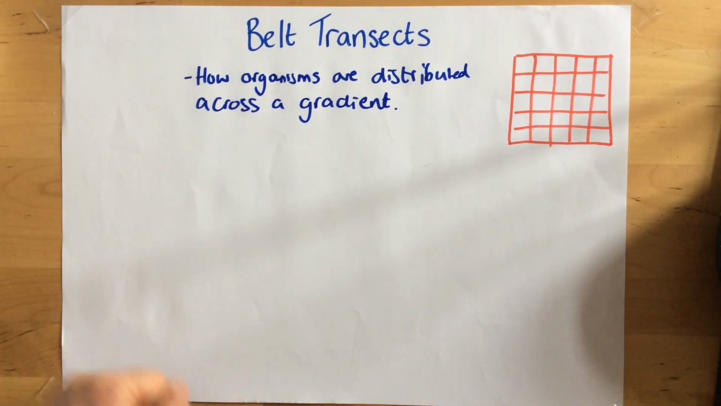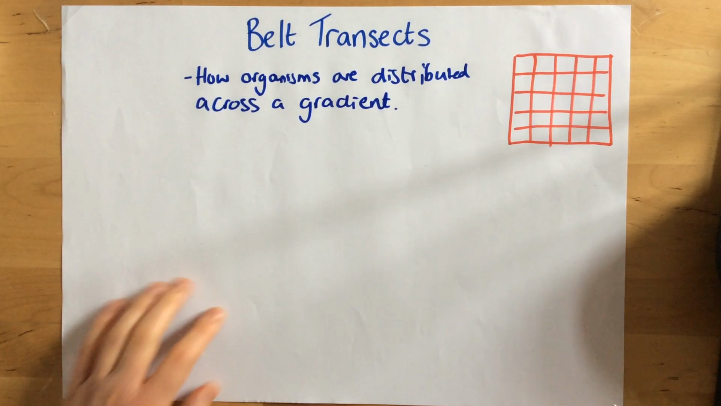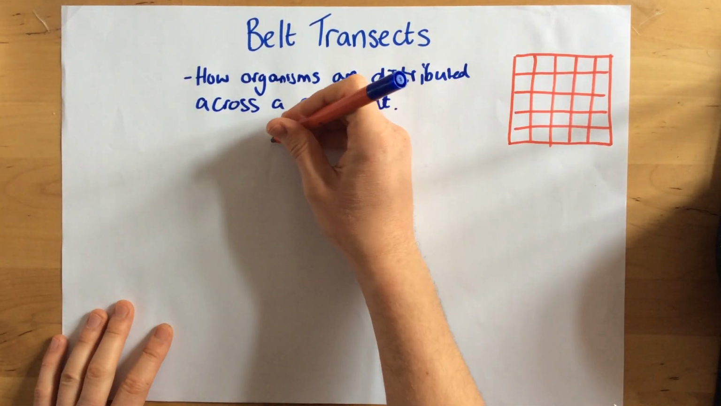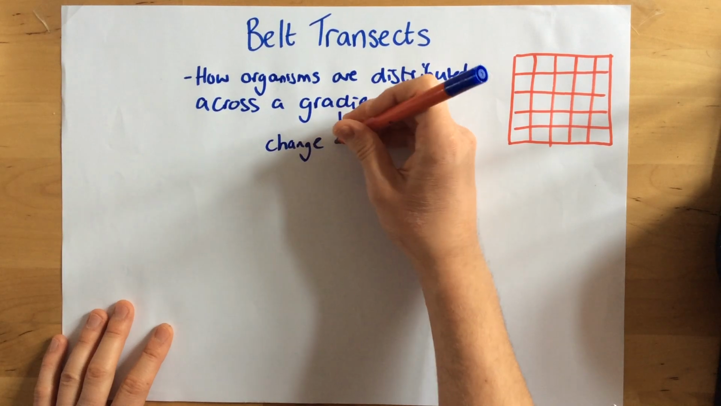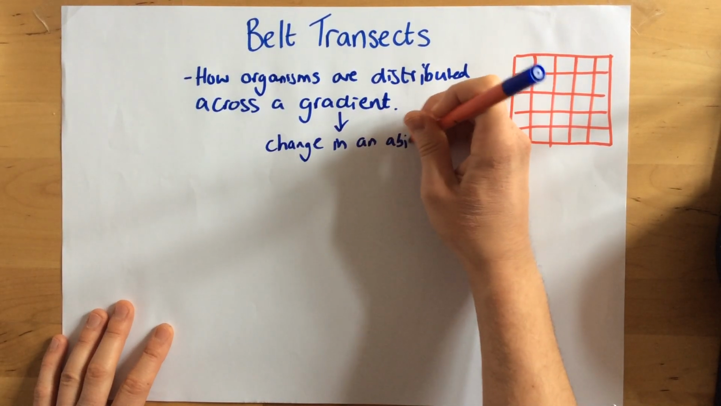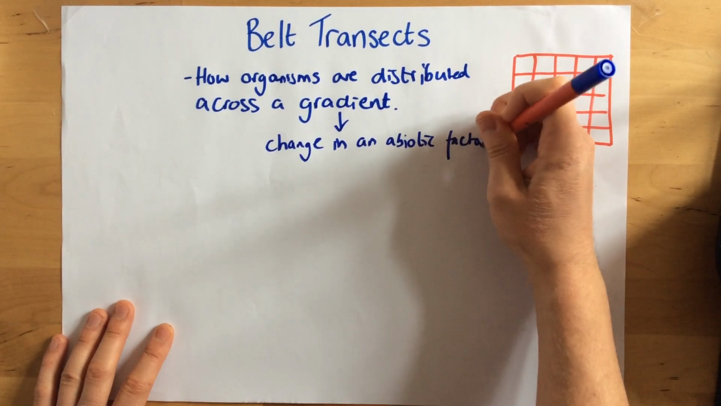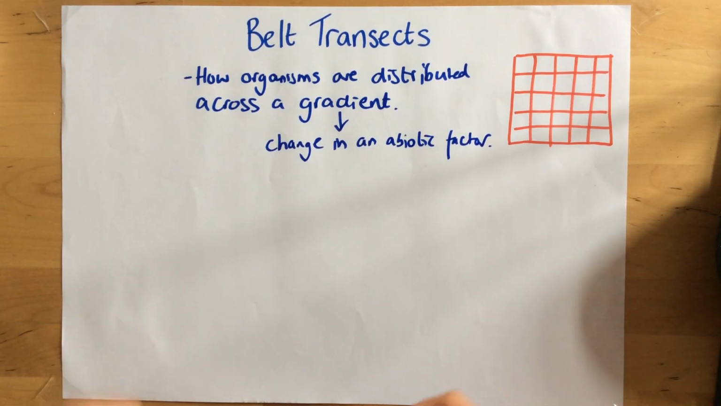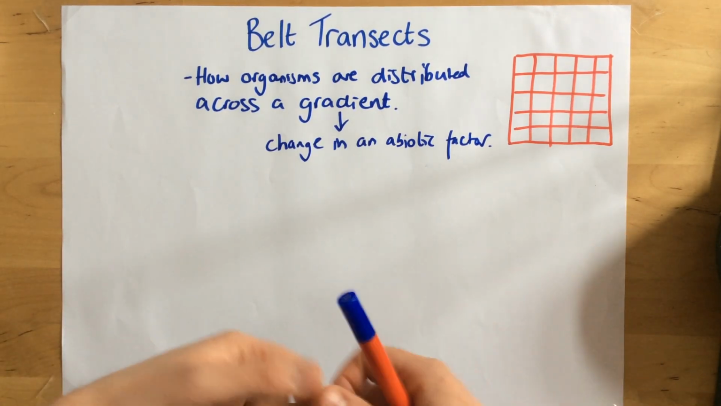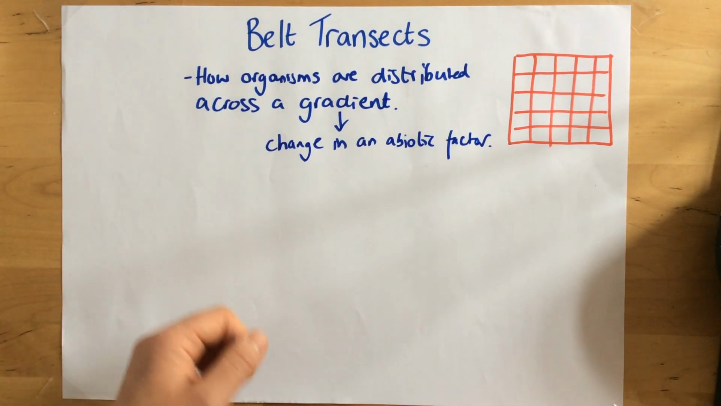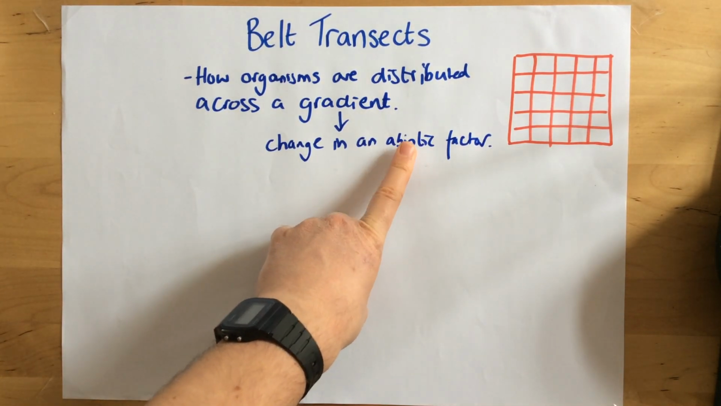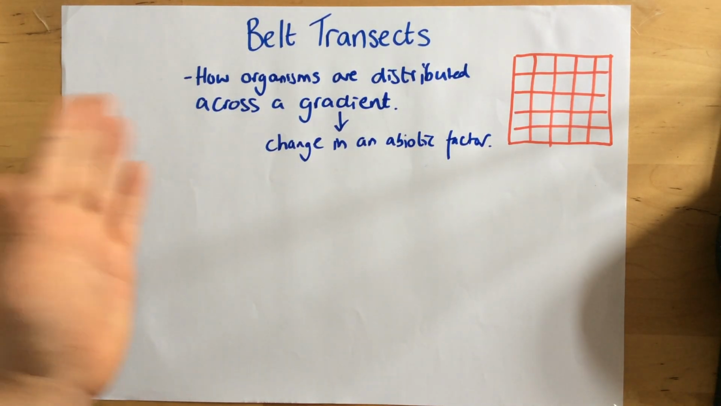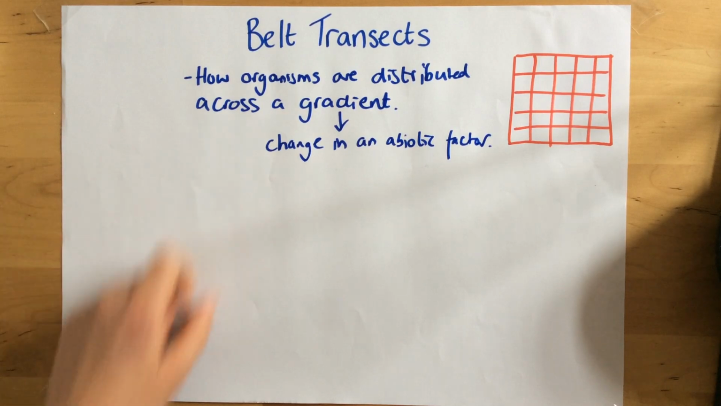So we might be interested to see how living things change across this thing called a gradient. And a gradient is essentially a change in an abiotic factor. So an abiotic factor is a non-living factor. So we might be interested to see how, let's say, light intensity affects the growth of plants. We might be interested in looking at how the amount of water in the soil affects the growth of plants, or the temperature. Basically, how a non-living thing affects the distribution of a particular organism, a particular living thing.